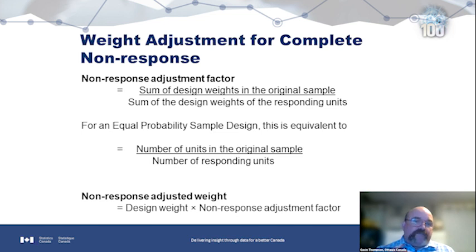We see in the second part here, for equal probability sample designs, this is the same as saying it's the number of units in the original sample divided by the number of responding units. Okay, and then at the end, we multiply this design weight by the non-response adjustment factor. And I'll show this on the next slide.